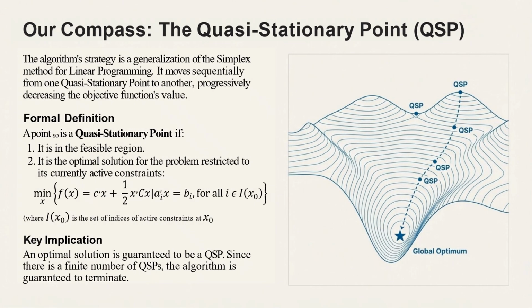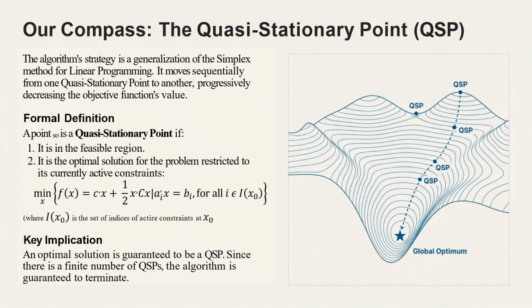In this slide, we introduce a concept that serves as our compass throughout this algorithm, the quasi-stationary point, or QSP. The strategy of this algorithm is essentially a generalization of the simplex method used in linear programming. Specifically, we move sequentially from one QSP to another, progressively decreasing the objective function's value until the optimal solution is reached. But what exactly is the formal definition of a QSP?